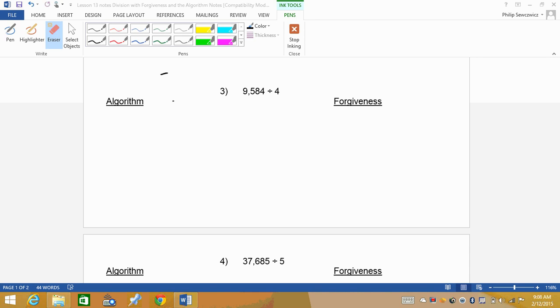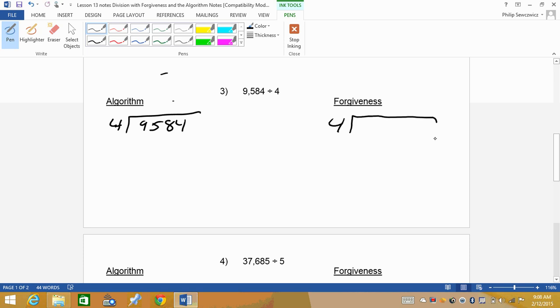So algorithm method still. All right, so we set up our division where we got our 4 on the outside, and we have our 9,584 on the inside. So again, when we were doing forgiveness, we were trying to figure out how many times 4 fits into 9,584. And so we were looking at the number 9,000. This is why people like the algorithm, because you're just worried about 4 and a 9. How many times can 4 fit into 9 without going over? Well, we can get 2 groups in there. Notice I've got it right above the 9 because that's what I was trying to put it into.